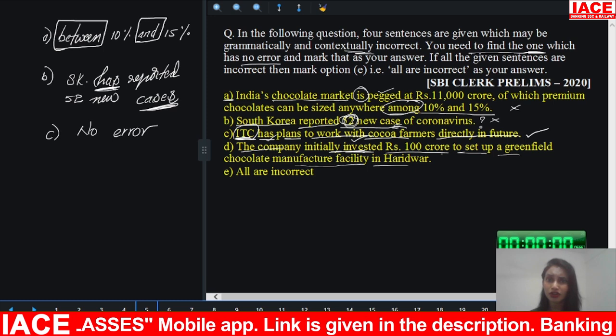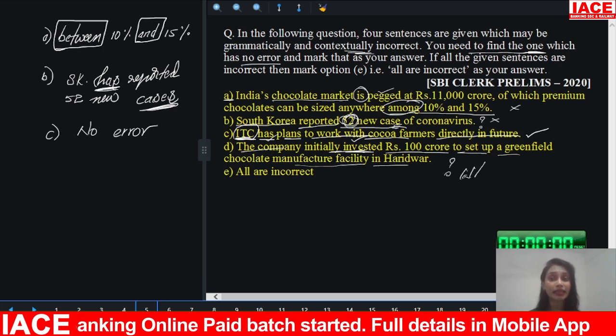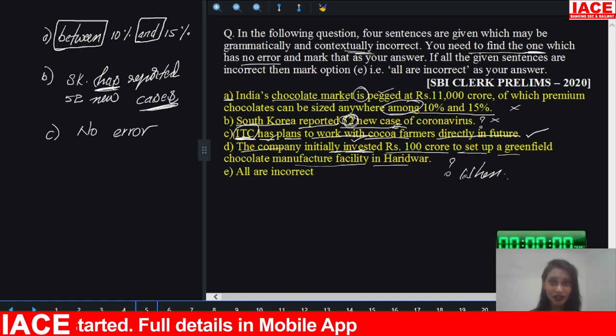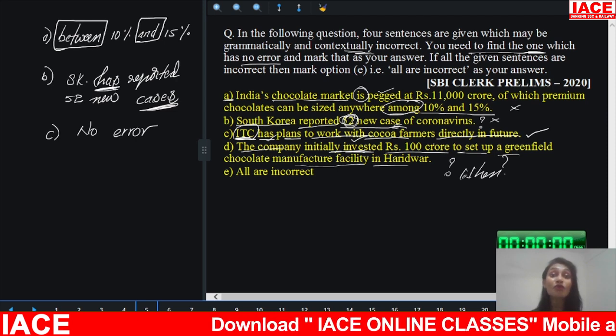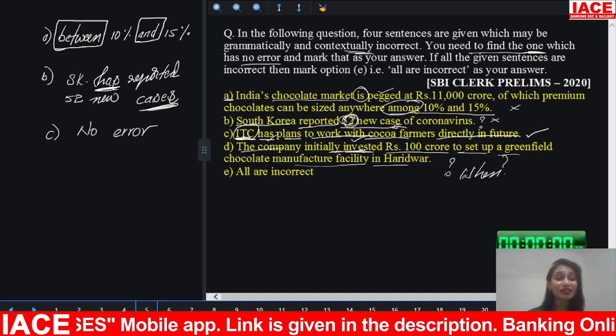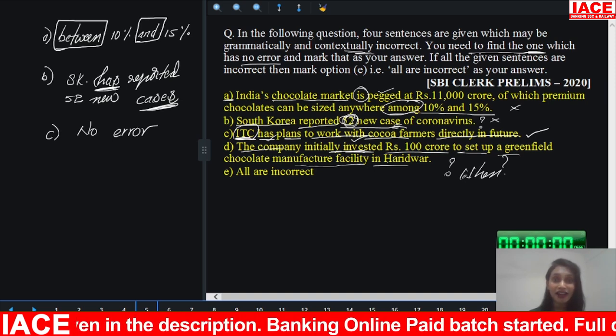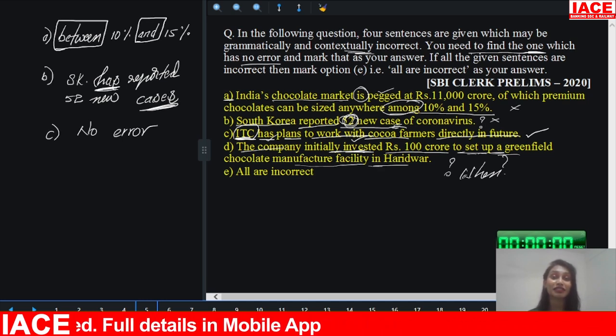Initially invested 100 crore rupees. When? Is there any time mentioned here? When it is initially invested, there is no time indicator. I already told you, when there is no time indicator, you have to write it in perfect tense. And here you see, we generally go with present perfect tense. But here, already we are saying to set up a greenfield chocolate manufacture facility in Haridwar.